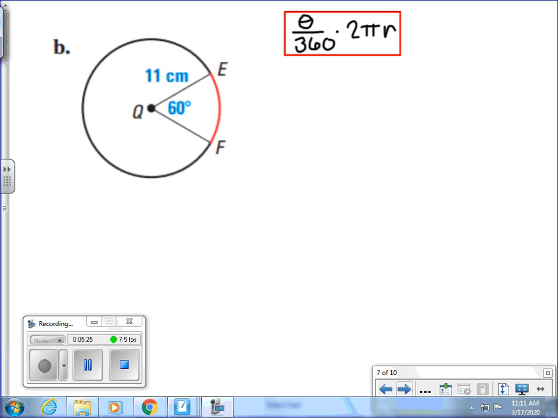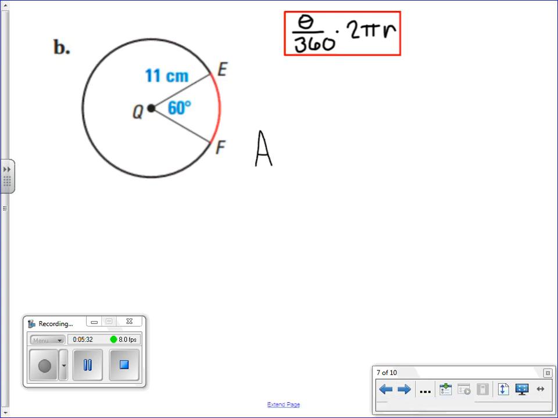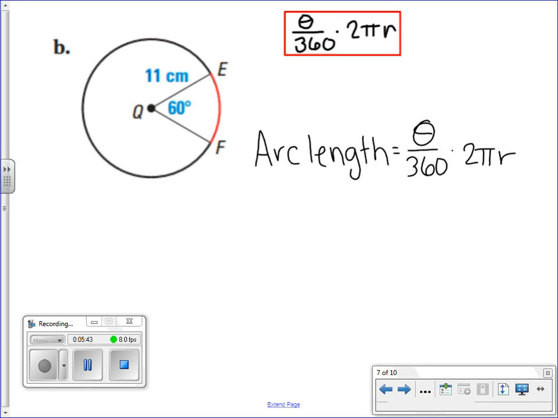All right, we're going to practice this again. So we want to find the arc length of this circle. Arc length is equal to theta divided by 360 times 2 pi r. I'm going to use that equation because I know the radius as well as our degree measure. So let's plug everything in.